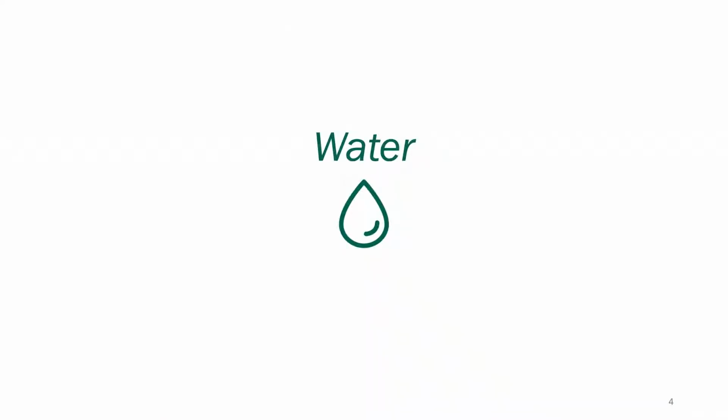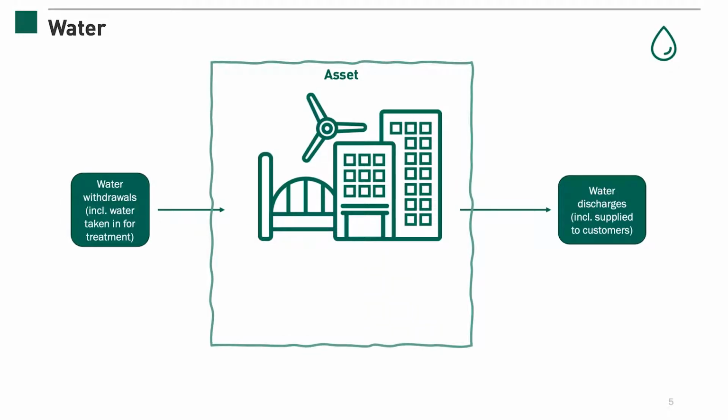The first aspect in this lesson is water, which contains two related indicators. Water withdrawal is any water obtained or taken in by the entity. This can be from natural sources or designated water suppliers, as well as water taken in for wastewater treatment.